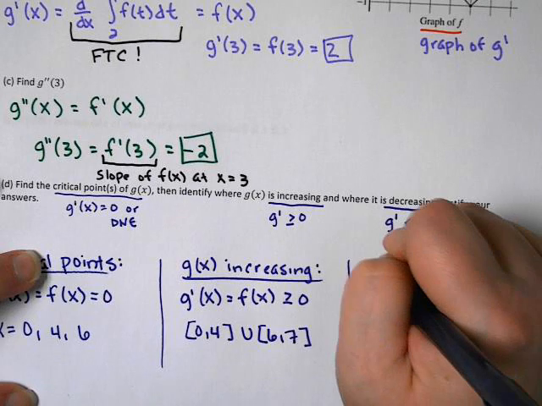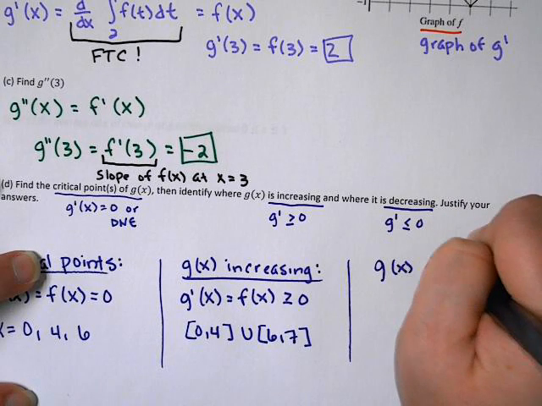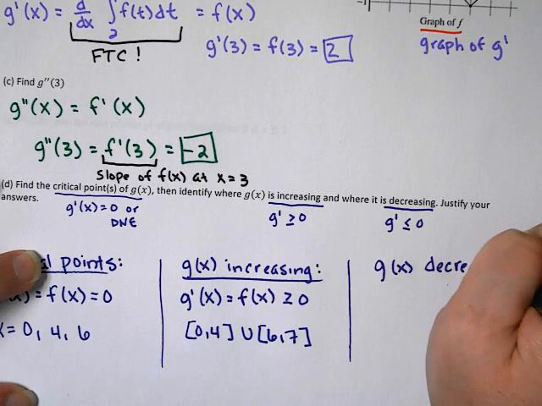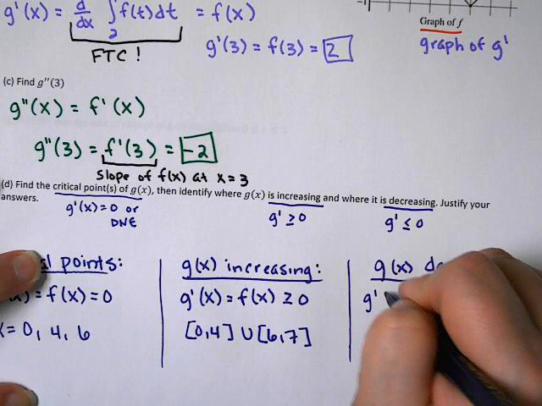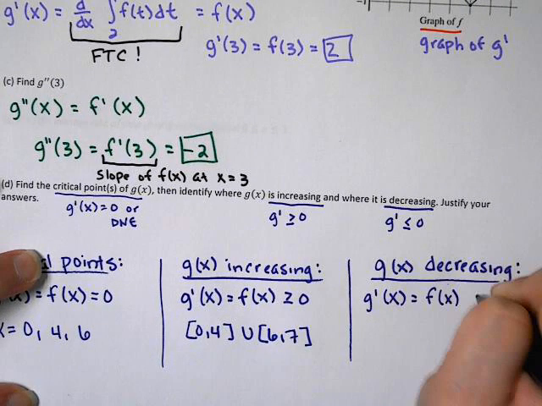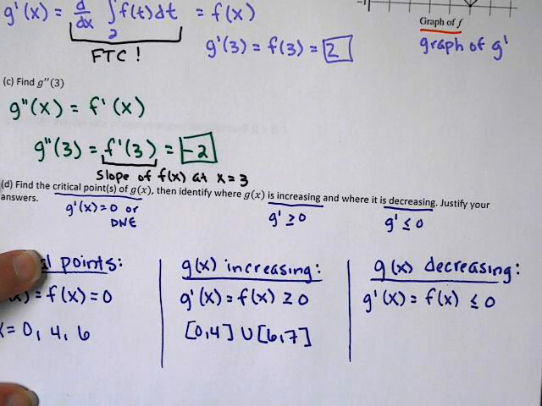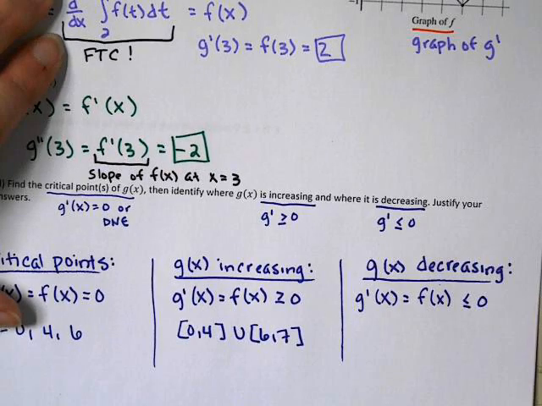And then lastly, we're going to look at where G of x is decreasing. So we need to know where G prime, or where f of x, is less than or equal to 0. So where is f of x below the x-axis? That's going to be from 4 to 6.